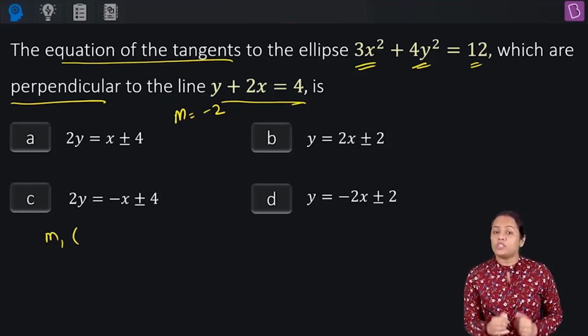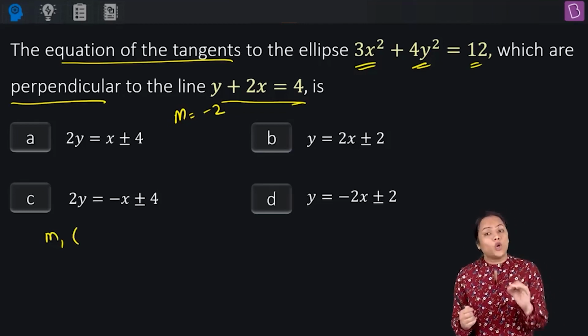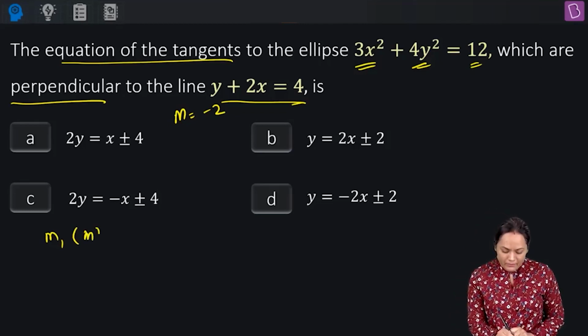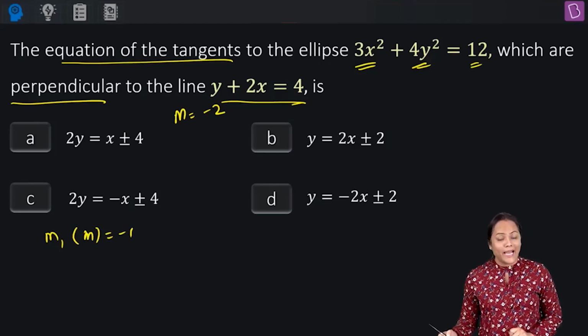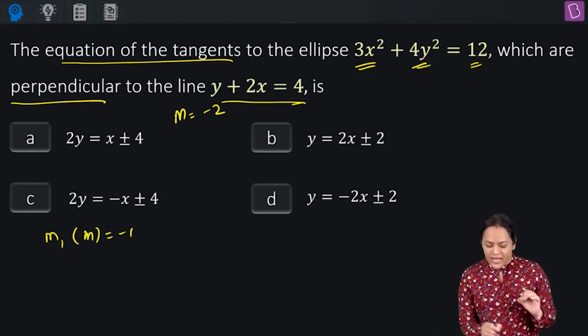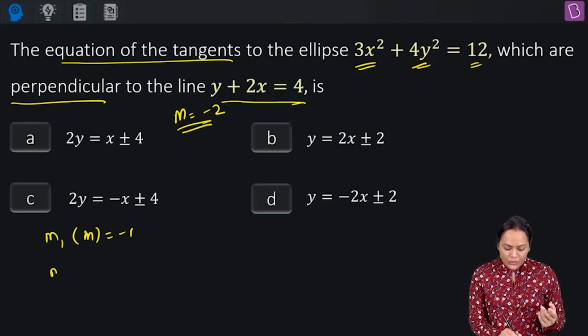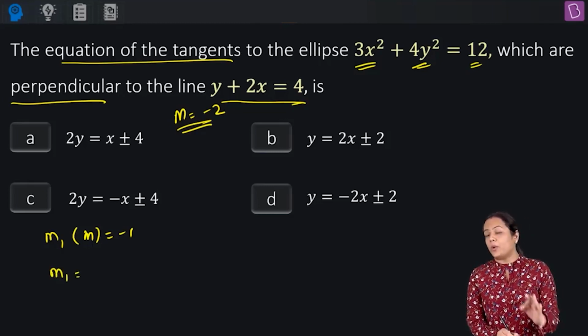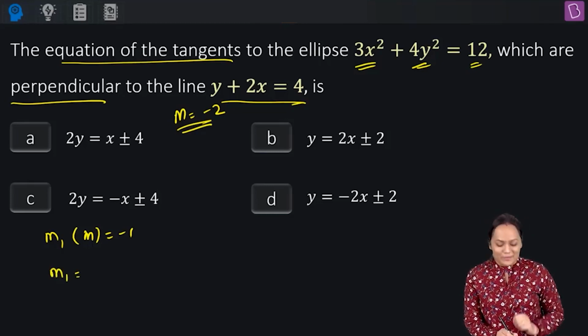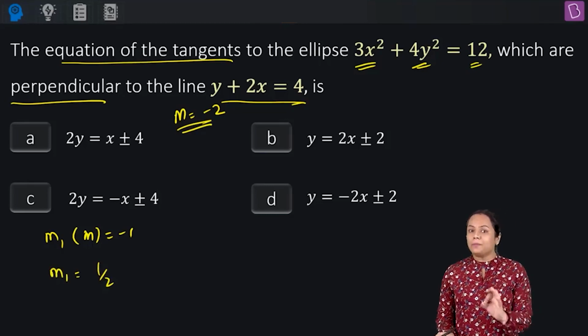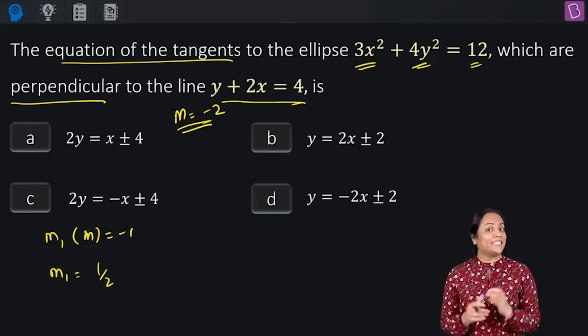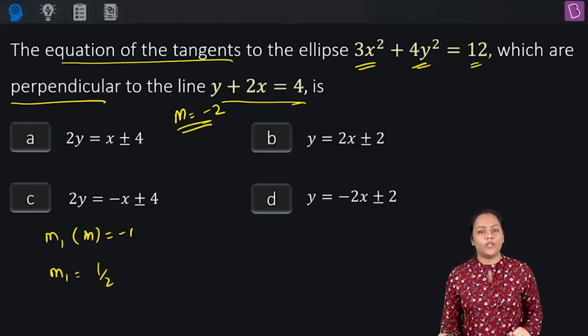So if I do that, I'm going to write m1, which is my slope of tangent, multiplied by m is equal to minus 1, right? And if I put my m value as minus 2, you can quickly tell me the value of m1 is going to come out as 1 by 2. That's correct. That means I have the slope of tangent with me. I have to write the equation.